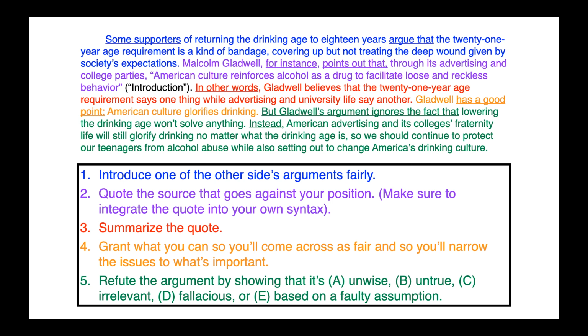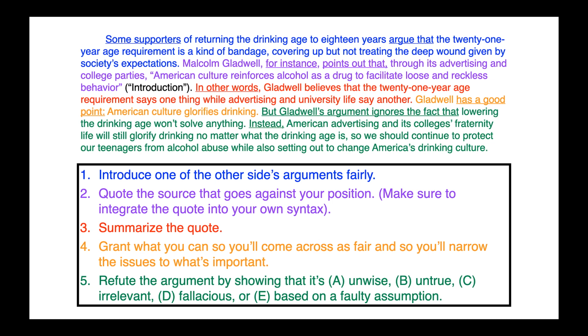The next sentence is in purple, and here I quote the source that goes against my position. And of course, I make sure to integrate it into my own syntax. And here it is. Malcolm Gladwell, for instance, points out that through its advertising and college parties, American culture reinforces alcohol as a drug to facilitate loose and reckless behavior. So there it is. It backs up their position that I had in the first sentence, the blue sentence, where my position covers up like a Band-Aid but really doesn't treat the deep wound. And I'm apparently, according to Malcolm Gladwell and those that would use him against my position, I'm just putting a Band-Aid on this deep American wound.